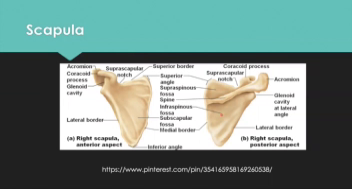The infraspinous fossa is a depression formed by the inferior surface of the spinous process and the posterior face of the scapula. The superior border runs from the glenoid cavity laterally to the superior angle medially. The medial border runs from the superior angle down to the inferior angle, and the lateral border runs from the glenoid cavity down to the inferior angle.